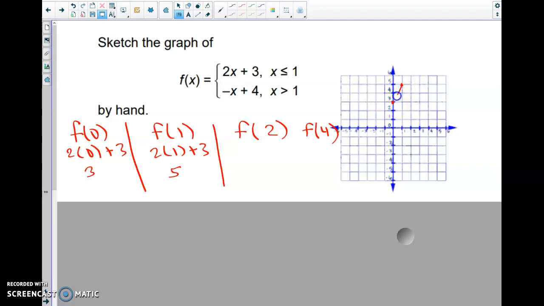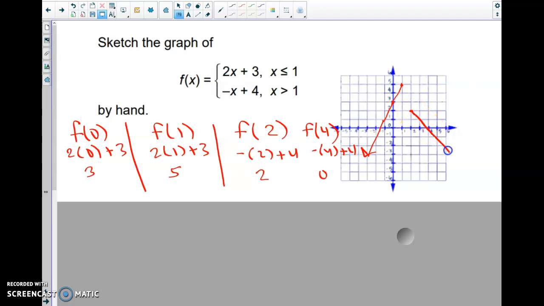That point there is the end point. And sorry, my line is not straight when I'm doing this on my computer. It goes on forever down there, and it stops at 1. When x is 2, we jump to this equation: negative 2 plus 4 is 2. When x is 4, negative 4 plus 4 is 0. So I have 2 comma 2 and 4 comma 0.